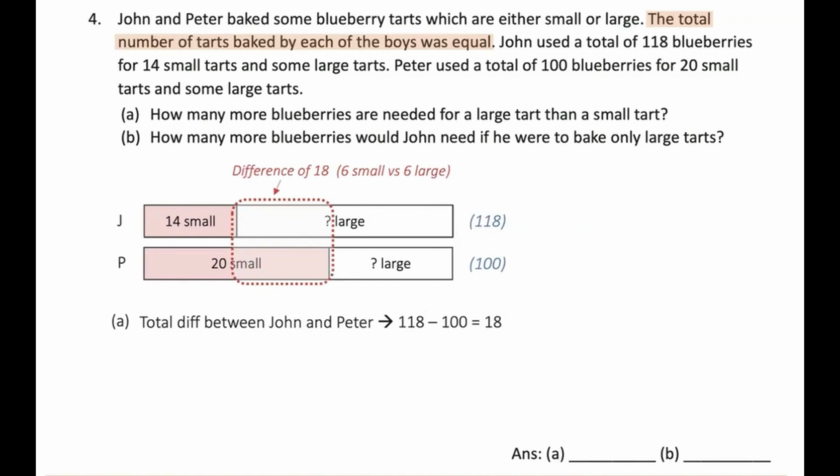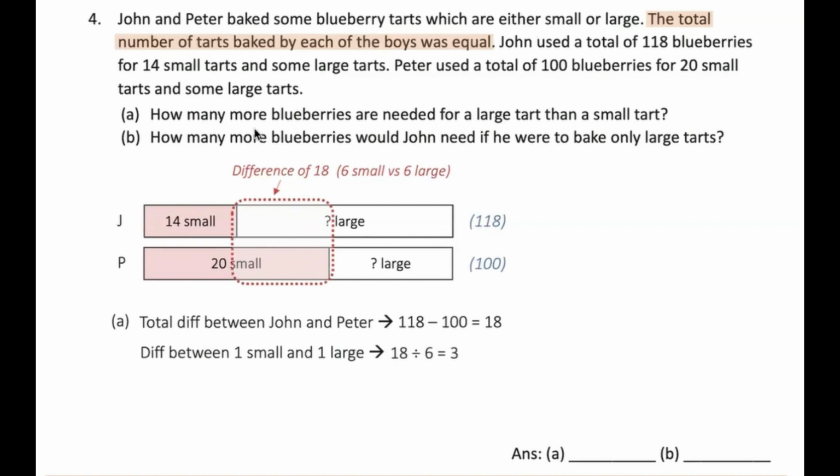Any question? Need me to explain that again? If you need to, just write in the chat. If not, I'm going to assume you're okay. Okay, everyone seems to be all right. So the difference between the blueberries in 1 large tart and 1 small tart will be 18 divided by 6, which is 3.